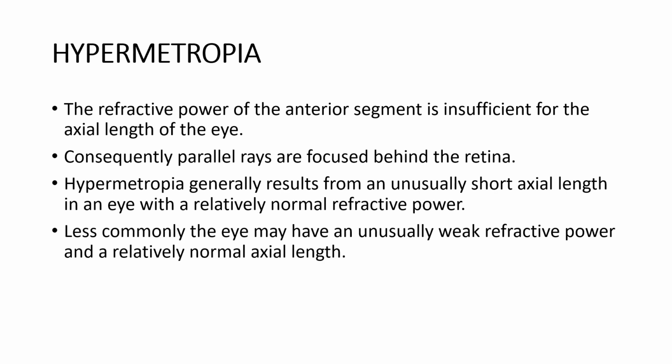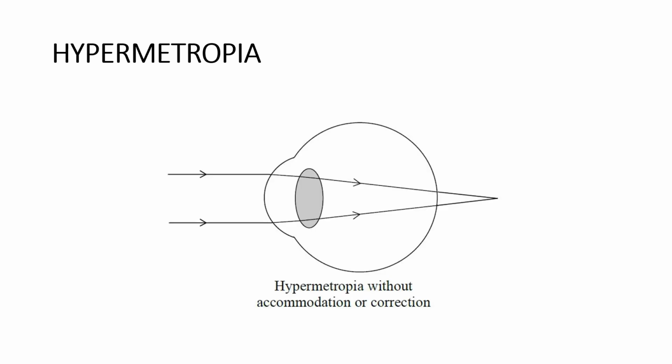But like myopia, less commonly the eye may actually have a normal axial length, but just a weak refractive power because of the corneal shape or the lens shape. Here is a diagram showing what happens with hypermetropia. Light from a distant object, the parallel rays from a distant object, will be focused behind the retina.